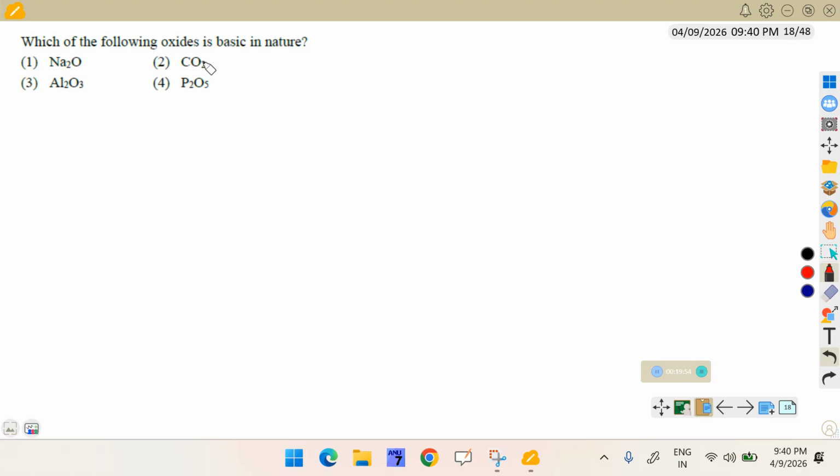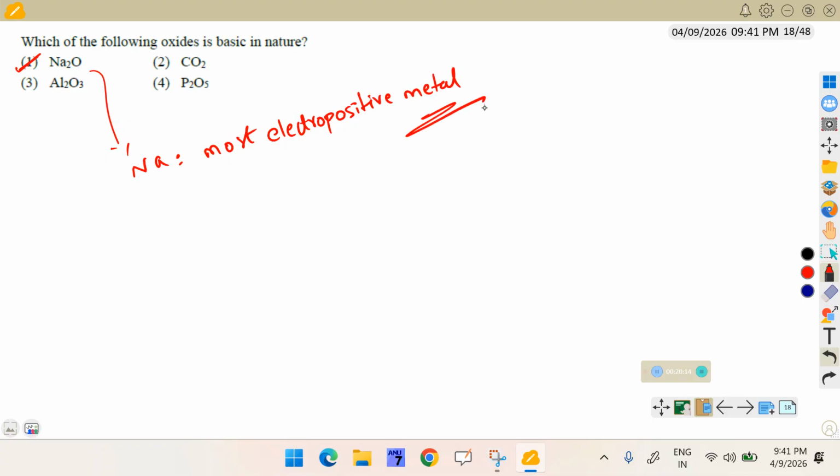Which of the following oxides is basic in nature? Na2O is basic in nature because sodium is the most electropositive metal. Otherwise, in the previous question, I already gave one table: acidic nature, basic nature, amphoteric, neutral oxides.